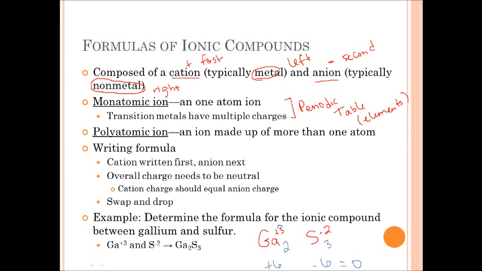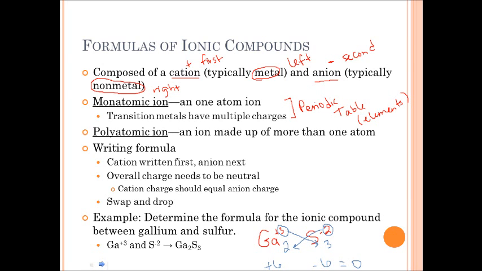If you look here, if we take the 3 and make it the subscript, ignoring the charge, and we take the 2 and make it the subscript here, which is what we call our swap and drop, then we get Ga2S3. We have a neutral charge. So, swap and drop: you take the numerical value of the charge and make it the subscript for the opposite atom.